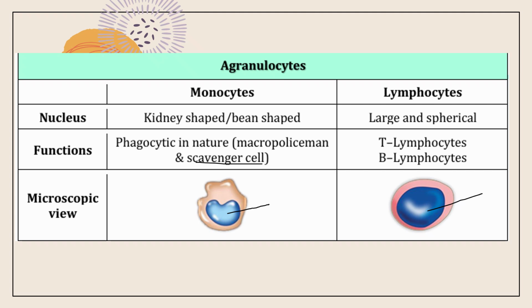Lymphocytes are of two types, T lymphocyte and B lymphocyte. So primary function of B lymphocyte is to produce antibody, and primary function of T lymphocyte is divided into helper T lymphocyte, cytotoxic T lymphocyte and killer T lymphocyte.